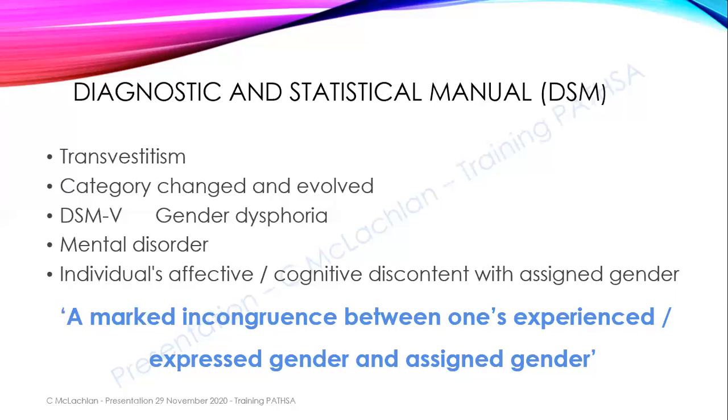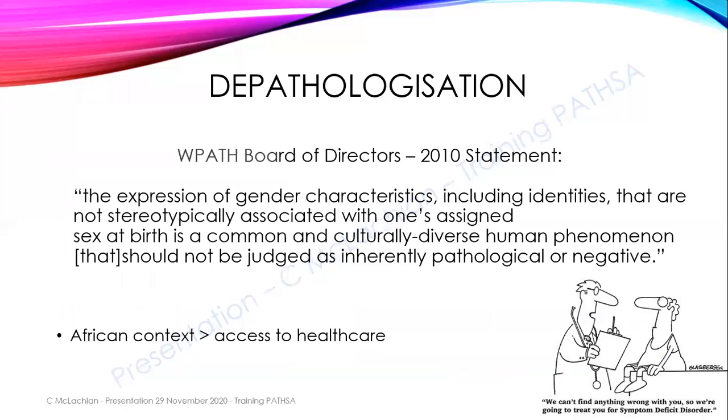Now we know, as they were working on the DSM-5, there were a lot of conversations and discussions on whether trans and gender diversity should still be classified under the DSM, but the outcome was that it is still classified as a mental disorder.